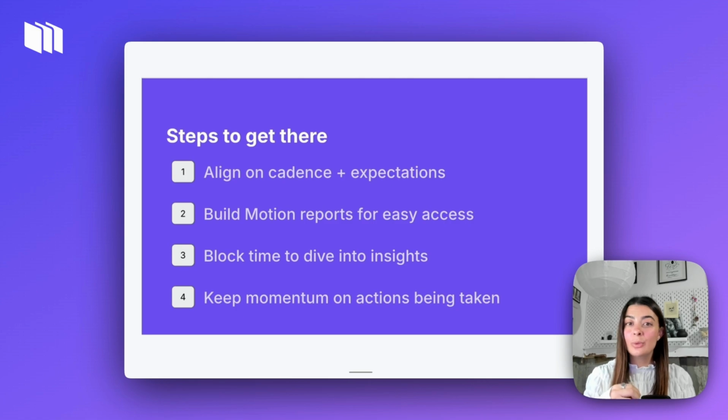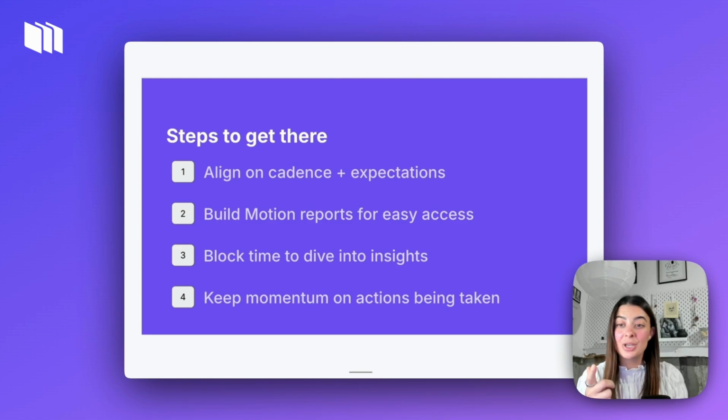When it comes to steps that we can take to get there, number one thing you're going to want to do is align on cadence and expectations. Do we need to report out to the team weekly? Is it bi-weekly? Are we doing a monthly deep dive recap? Are we doing a quarterly report? So figure out the expectations and cadence that makes the most sense to you and your team.